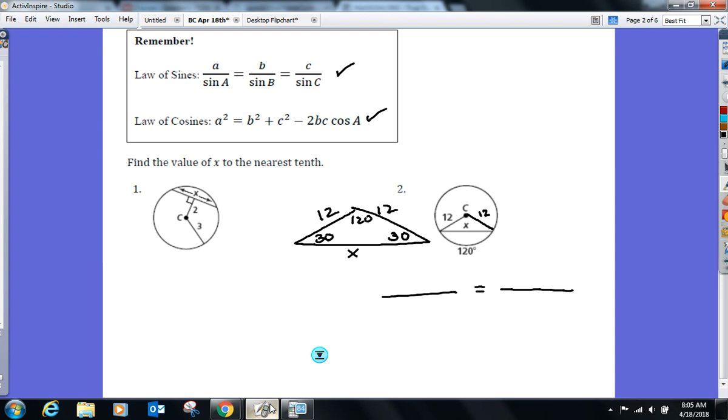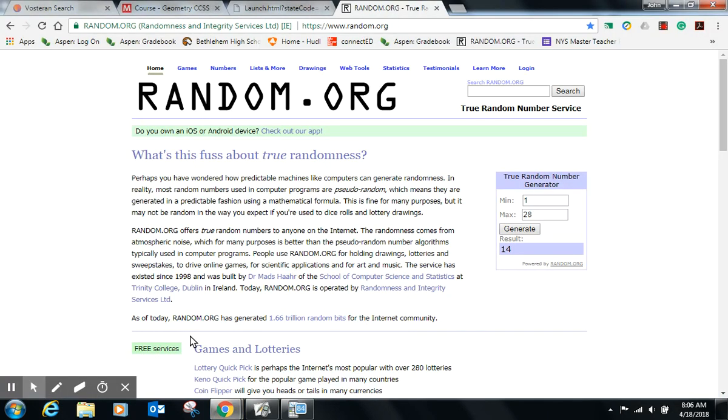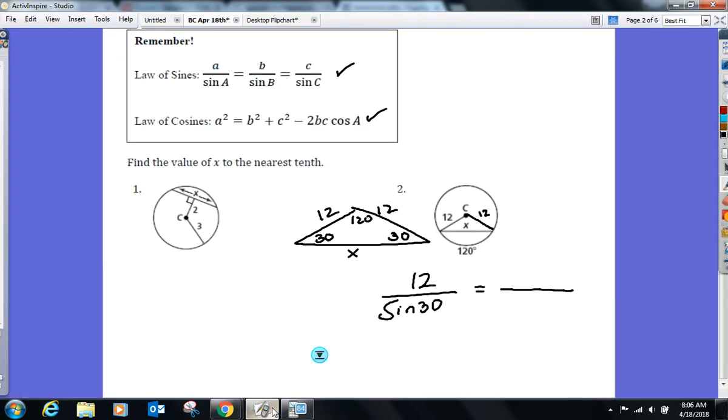Side over, be careful, sine of 30. Good. 12 over the sine of 30 equals, here you go. What should I put on the other side? X over sine 120. All right, use 2 circle facts there, and then had to break out a little law of sines to finish it. Answer rounded to the nearest 10th when you get to it.